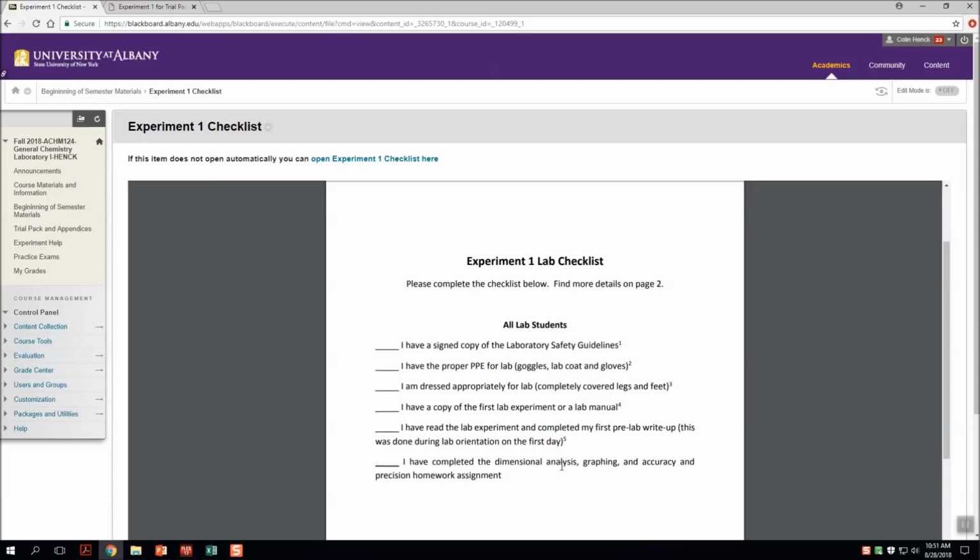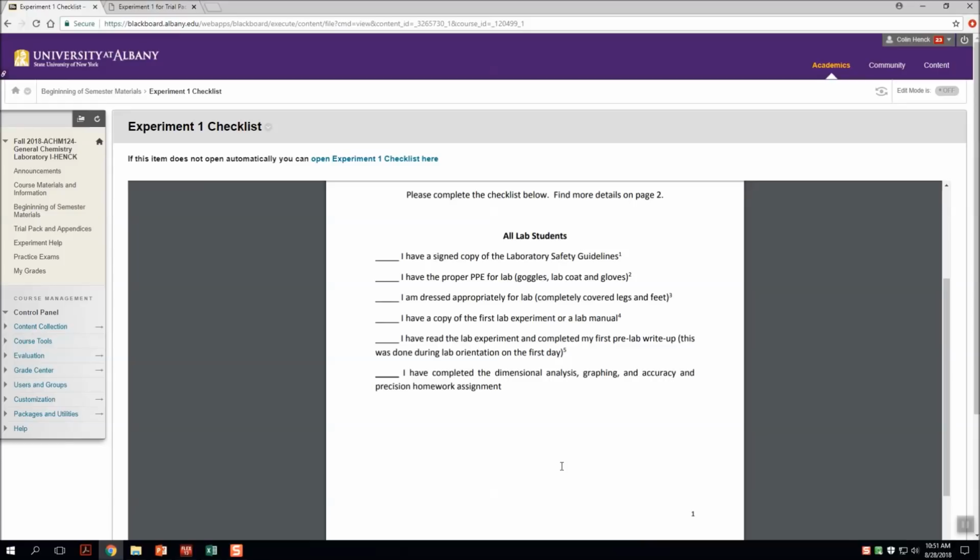I strongly recommend you actually print out a copy of this checklist and you make sure you've done all of these things before you walk over to come to your lab. We don't want to tell you you can't do the lab, but if you're wearing shorts, we just can't allow you to do it. Now we have a few extra lab coats and goggles available for you to borrow, but if 10 people show up without lab coats, we simply just don't have that many to loan out. So just be aware that you need to follow all of these rules.